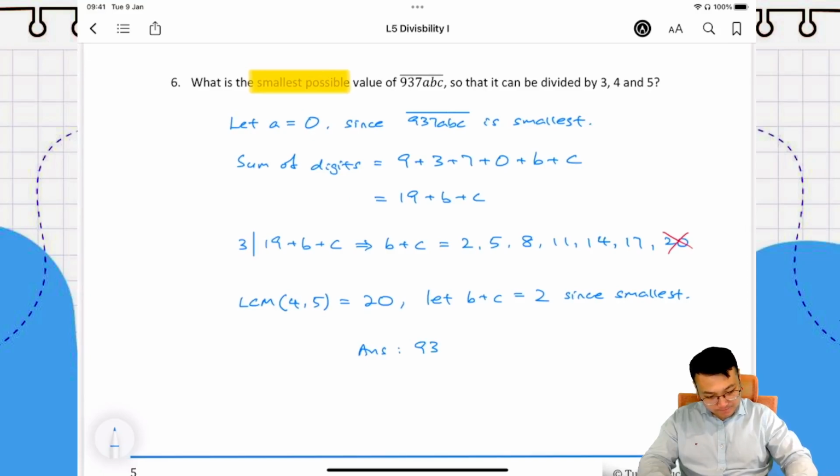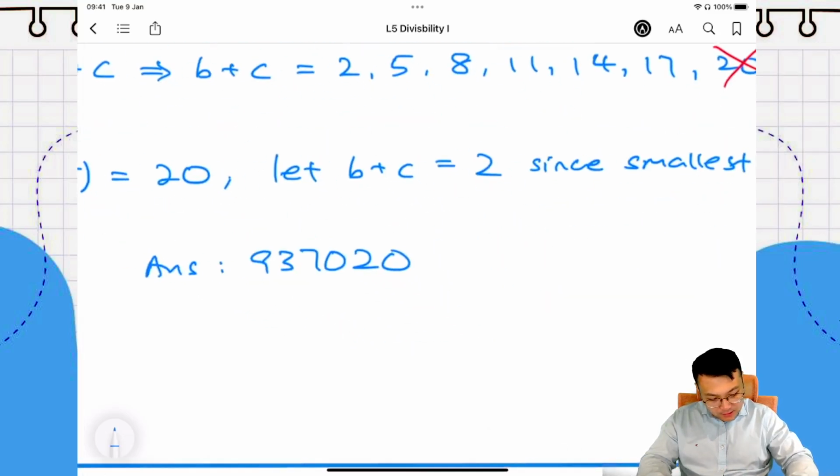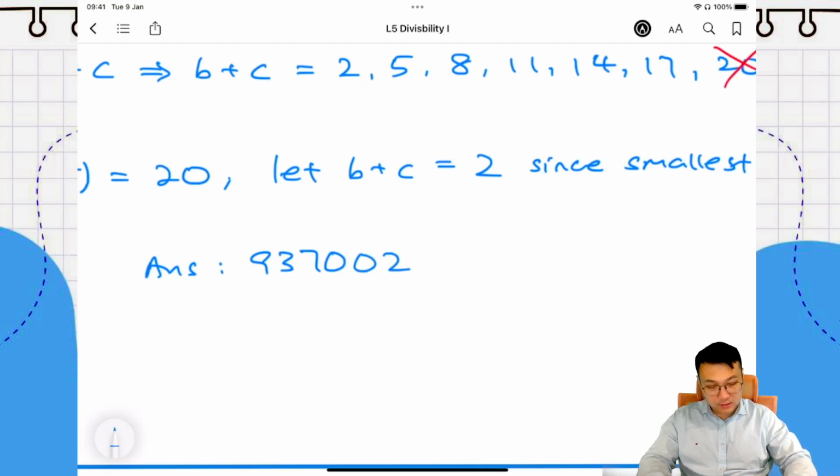So therefore, the answer should be 9, 3, 7, 0, 2, 0. Can it be 0, 2? Hold on. It can't be divided by 5. Yeah, why don't we just say 20? Can't be divided by 20.